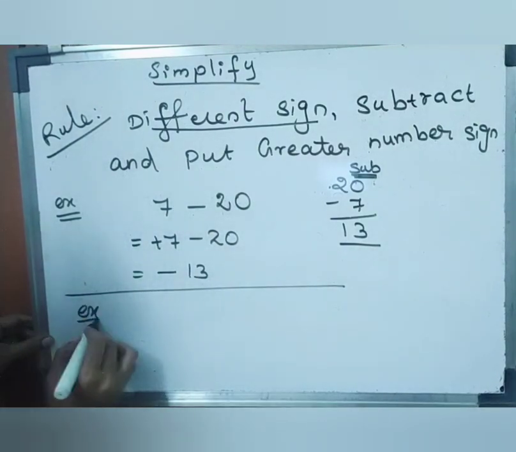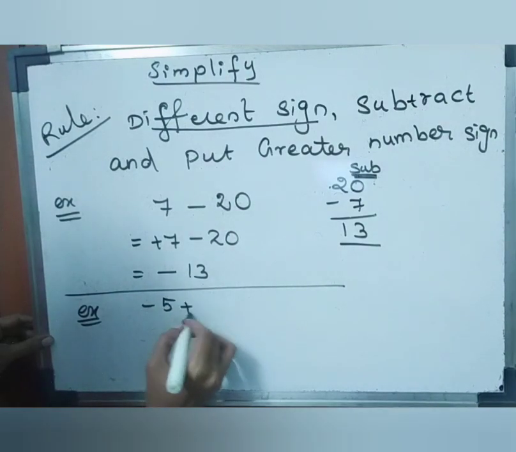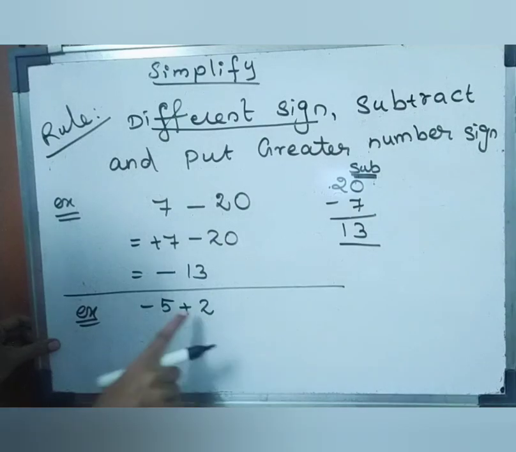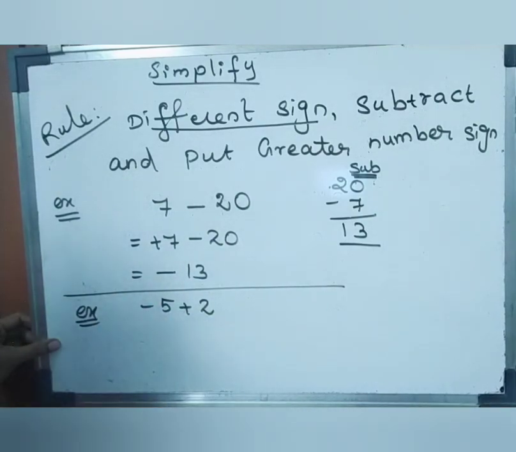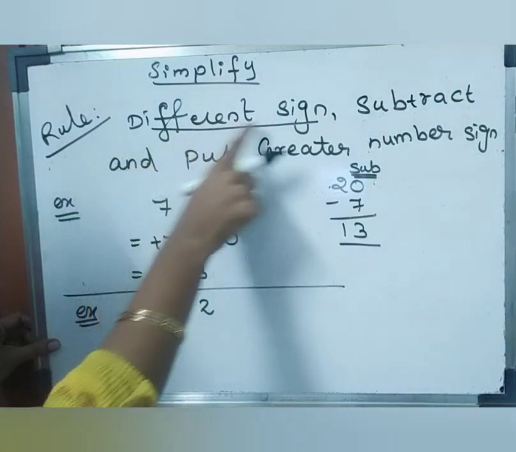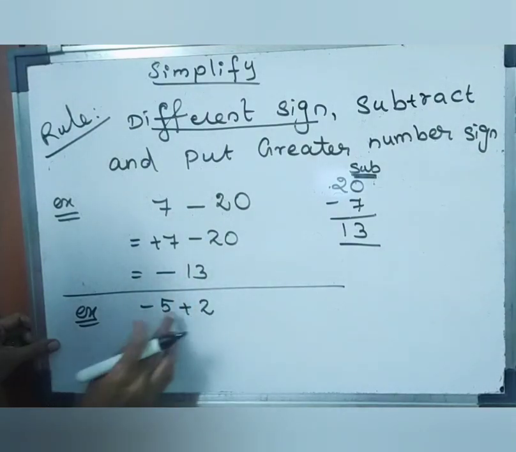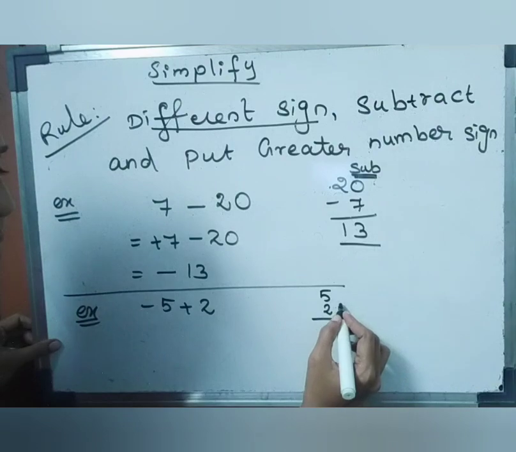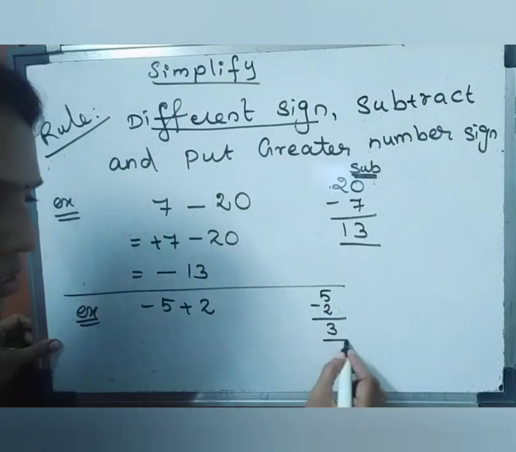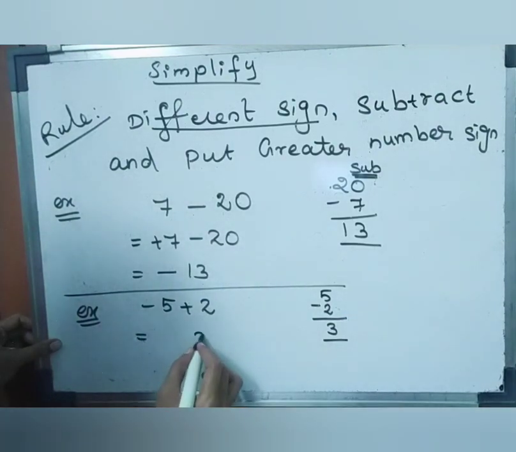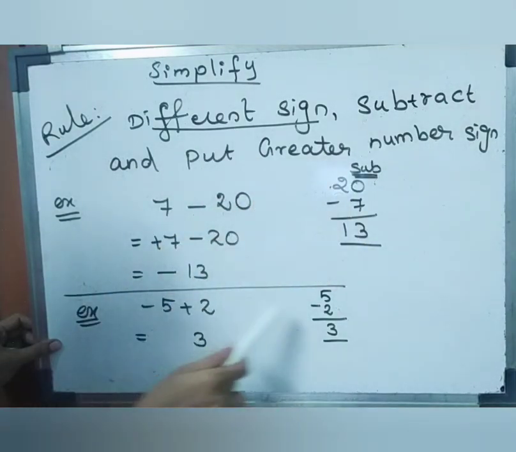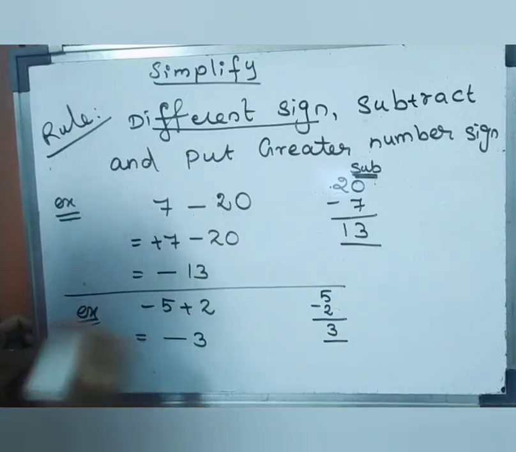The next example, minus 5 plus 2. Here again I have two different integers. One is positive and the other is negative. So when we have different signs, subtract the integers. Just ignore the sign, subtract both the numbers. So when we subtract, we get the answer 3. Now after subtraction, put the greater number's sign. So which is the greater number here, 5 or 2? Yes, 5 is greater. The greater number's sign is minus, so the answer is minus 3.